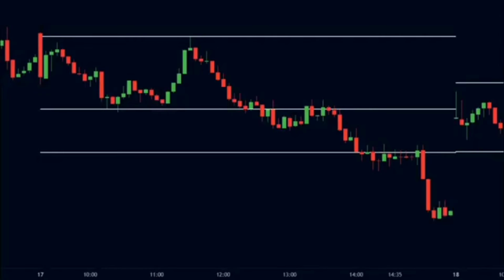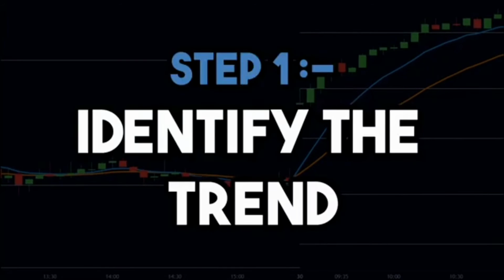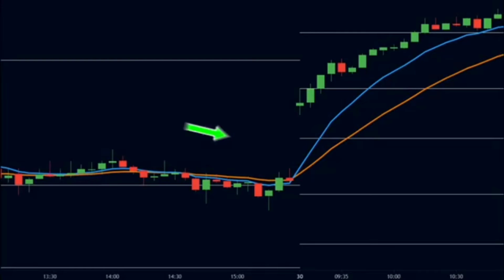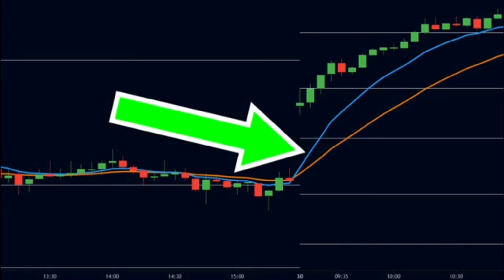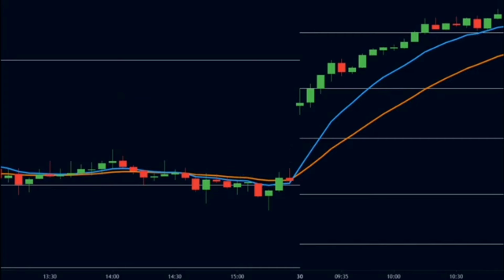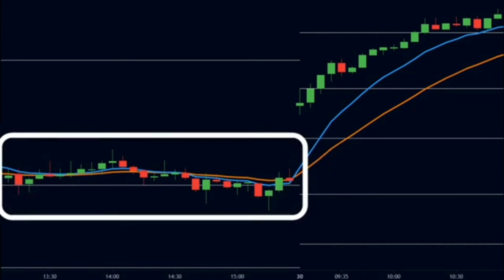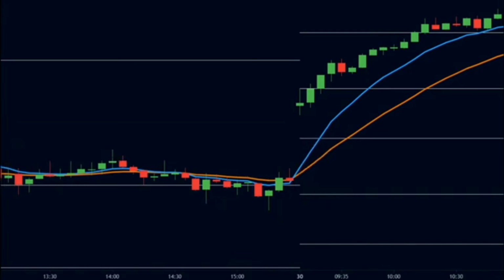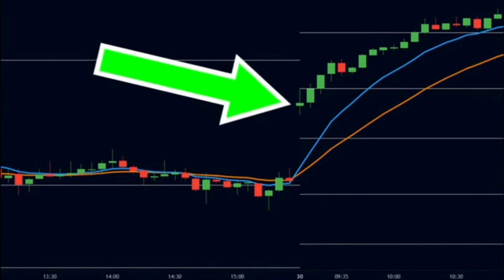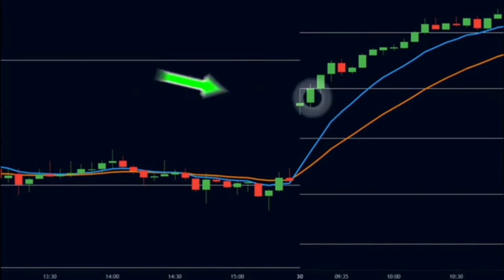Now that we have understood the indicators, let's look at the strategy. So the first step in our strategy is to identify the trend of the market. We will use the moving averages to identify the trend of the asset. Here we can see that the market was in a sideways trend on the previous day. The moving averages were flat, and there was no clear direction of the trend. The next day the market gaps up and starts making green candles.